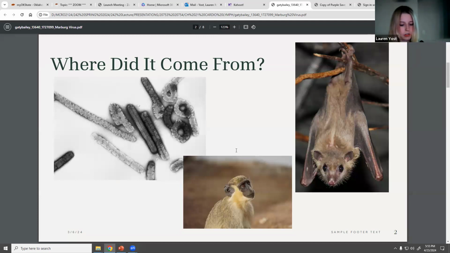The prime carrier for this virus is the cave-dwelling Egyptian rosette bat, which can be found widely across Africa. And as you can see, I also put an image of the bats. Because of their wide geographical range, many areas are at risk for outbreaks of MVD. Primates and humans are most susceptible to this virus with high mortality.